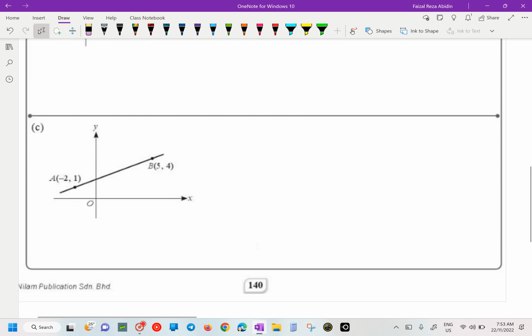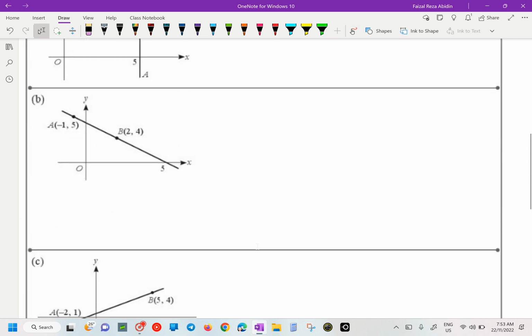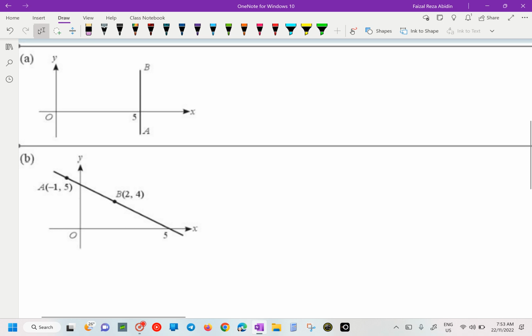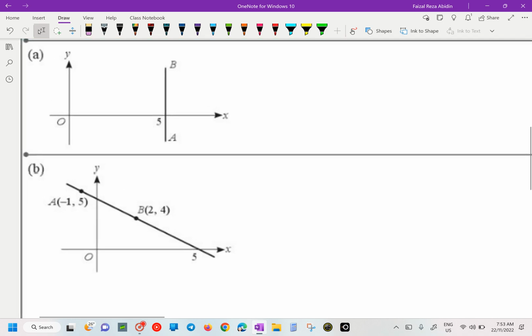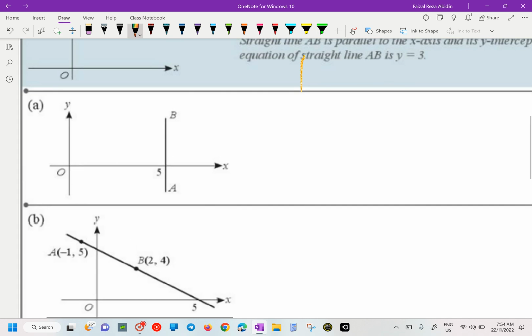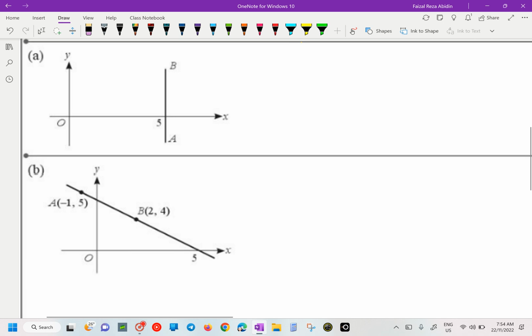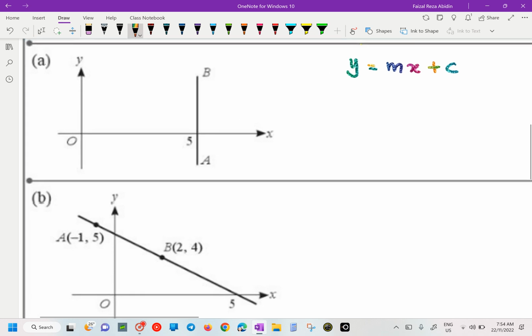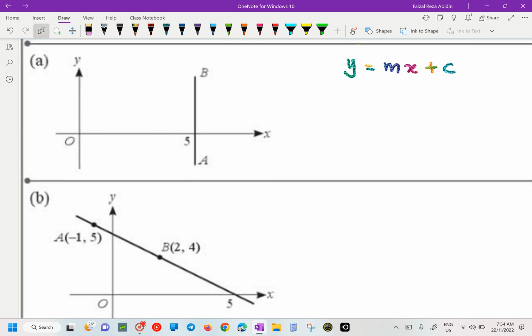First one, on page 140, if you look here, what did it give to us? If we are going to make it the equation of a straight line, you are going to get y equals mx plus c, isn't it? So if you look carefully, where is our straight line? AB here. This is our straight line.